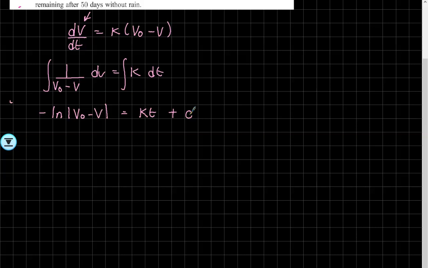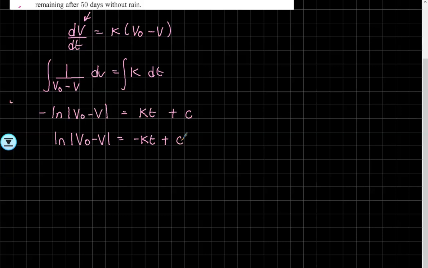Let's get rid of that minus. We can chuck it on the other side. And so we've got ln of (V naught minus V). Now, you're more than happy to say minus C if you really wanted to, but remember, it's just a constant. So I don't care if it's plus, minus, whatever. It's just still a constant.